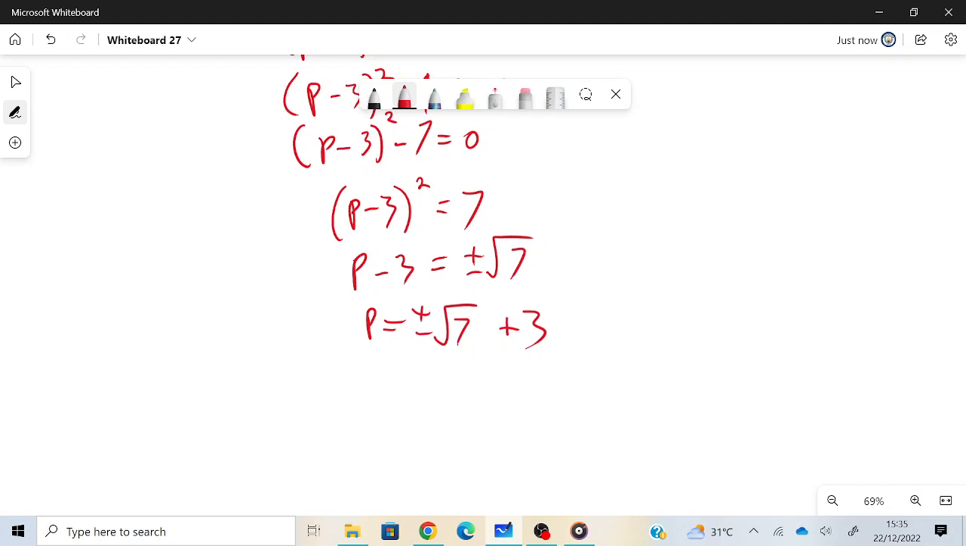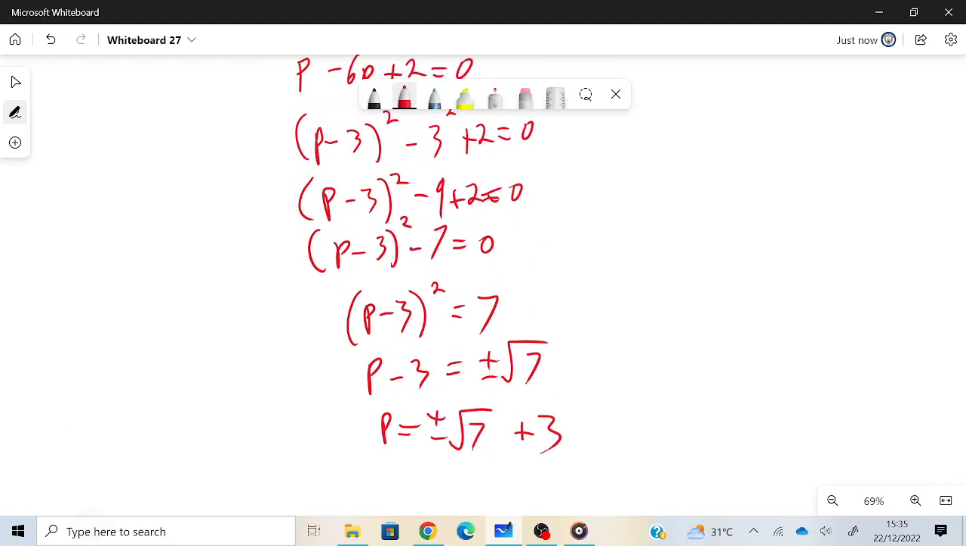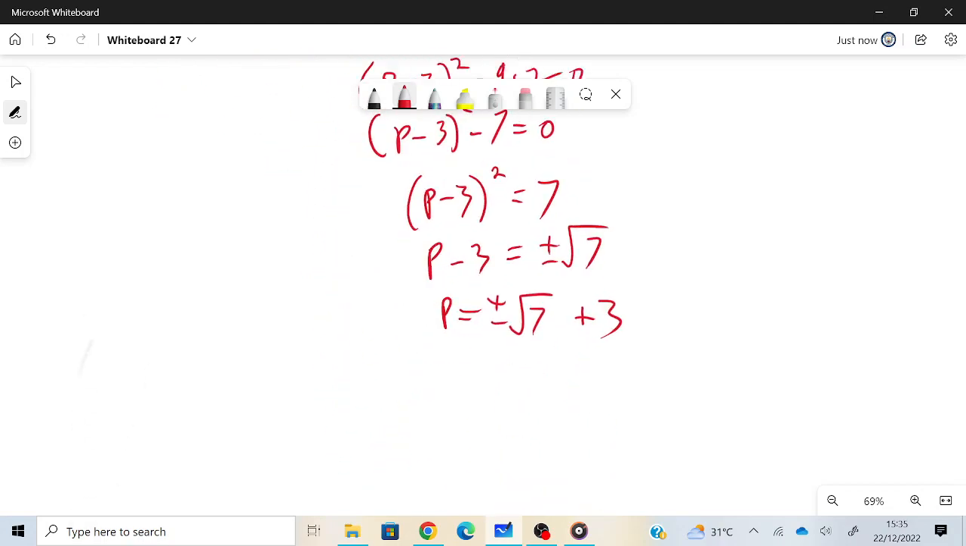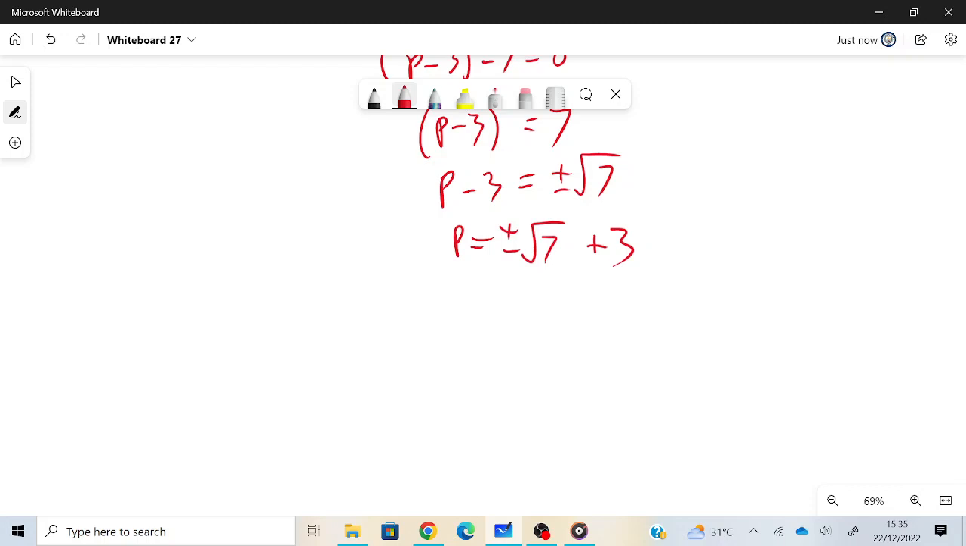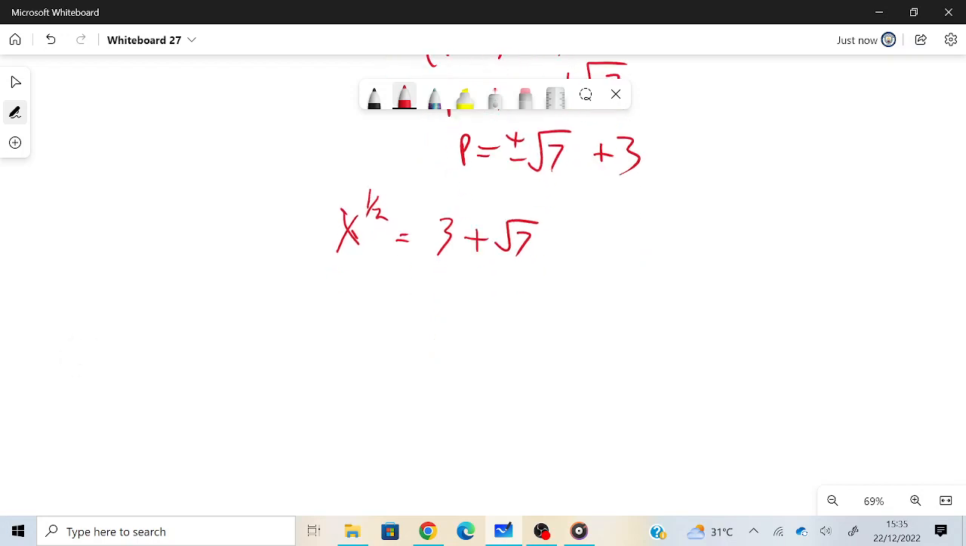Now, again, remember, we represented something with p, and it was x to the power of 1 over 2. So let's take one of them. Let's say x to the power of 1 over 2 is equal to 3 plus root 7. Let's take the positive first. Square both sides. You would have x equals 3 plus root 7 squared. This is the same as x equals 16 plus 6 root 7.